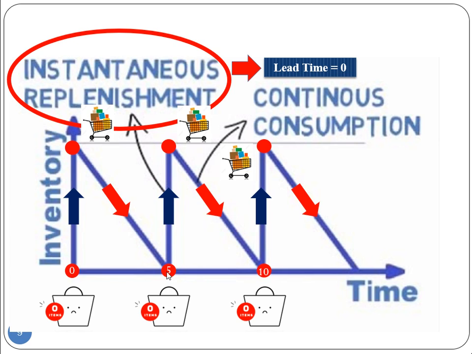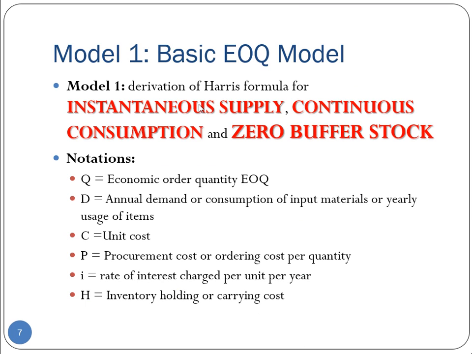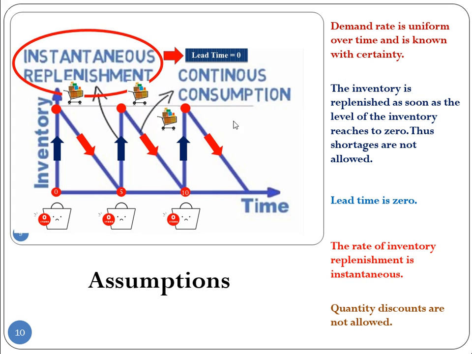That means the ordering and receiving time is the same day. That means the lead time is 0. And this is how the graph looks for this case: instantaneous supply, continuous consumption, and 0 buffer stock or 0 safety stock. So this is the case.